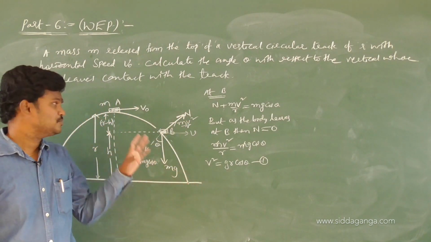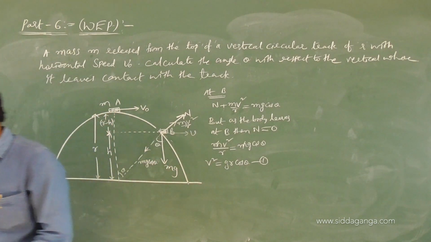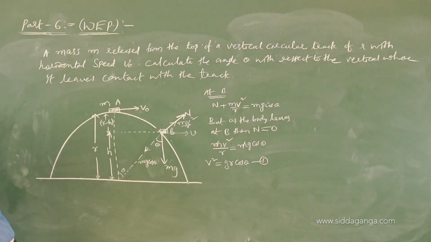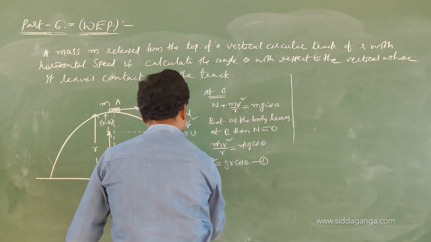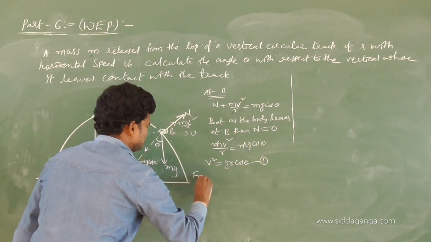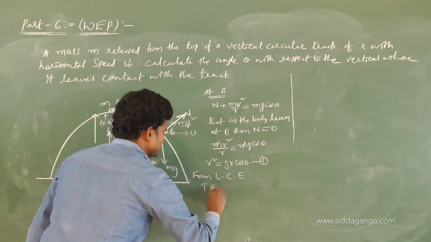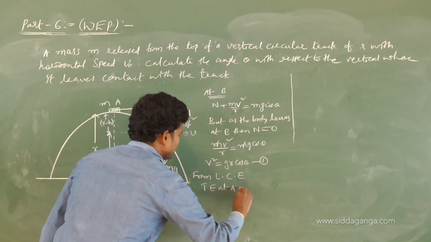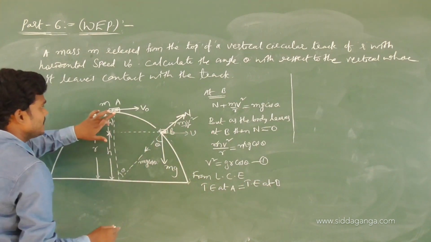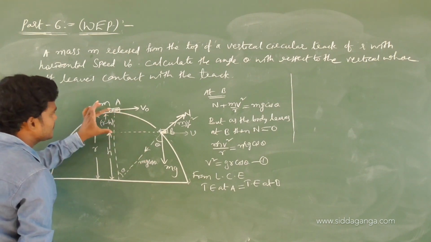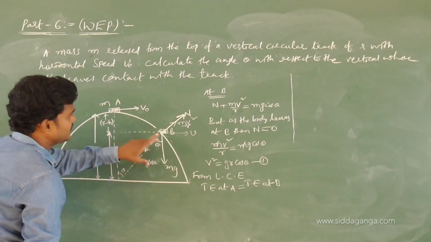I got v square is equal to gr cos theta. Okay, then next you take the energy here, you will get the answer. So apply conservation of energy at A and at B. From law of conservation of energy, total energy at A is equal to total energy at B. Let me do it now, time is up. At A, there is a potential energy. And at B, what is the velocity?